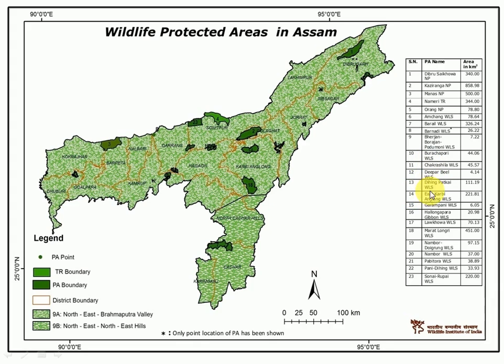So the other wildlife sanctuaries and national parks are given here, with their names and locations as well as area. So it's a homework of yours. You can see this map and find out which one is the largest wildlife sanctuary or national park in the state, and which one is the smallest on the basis of area. You can see, this is the smallest one, right? It's the Deepor Beel Wildlife Sanctuary. It's shown by 12, right? So this is your homework, and you can find out these facts.